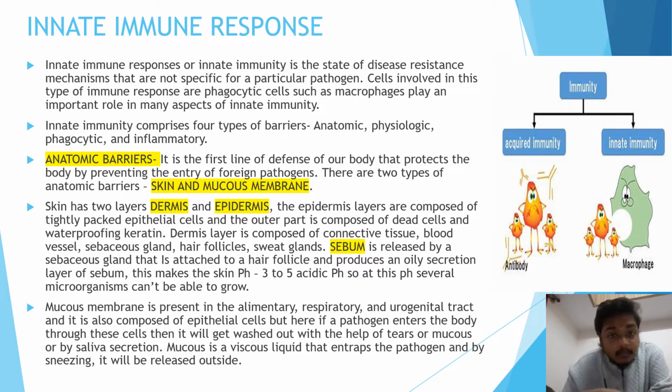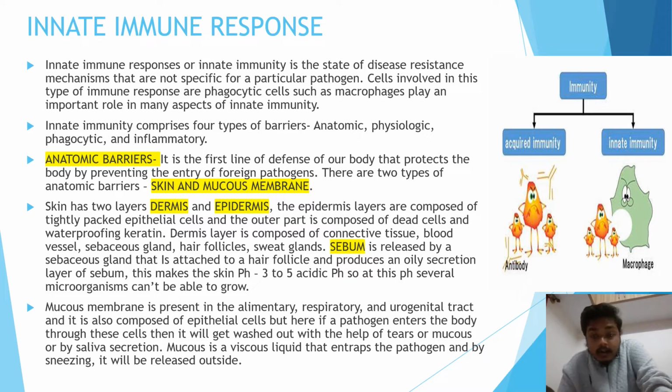Some examples of innate immune system cells are the macrophages, as well as the different types of macrophages. And neutrophils: sometimes neutrophils can show phagocytic activity, so neutrophils also come under this. So this type of cells comes under the innate immune response.